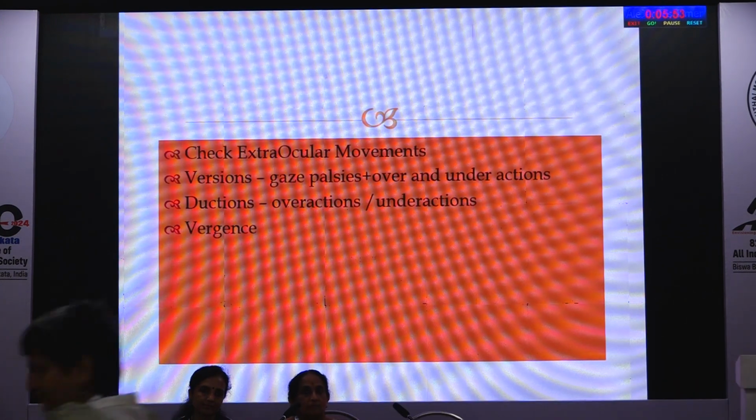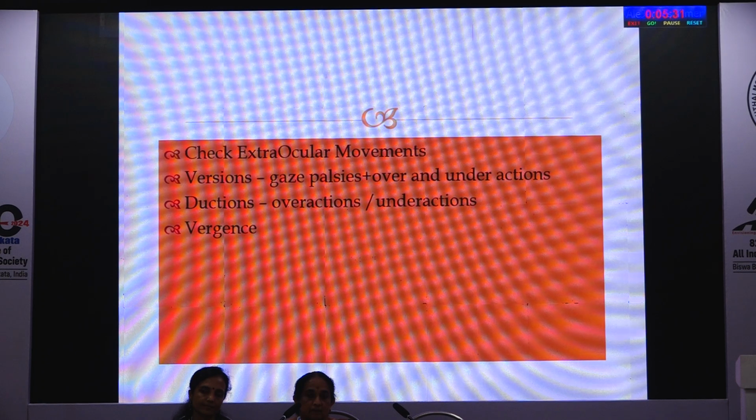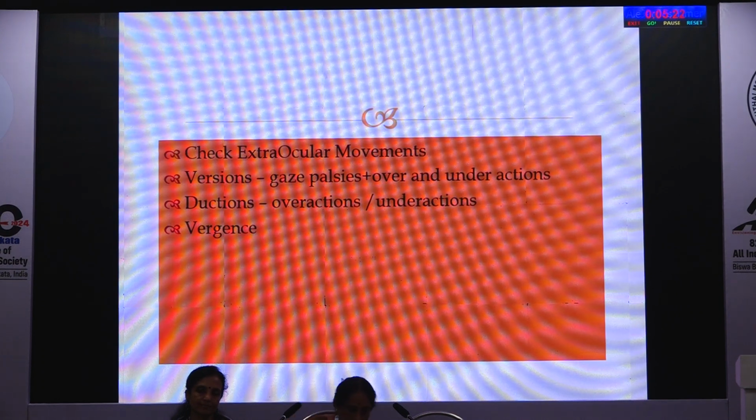Now coming to the extraocular movements, in single nerve palsies you can usually come to a diagnosis with the assessment of the extraocular movements. So the versions are important, and you can assess the versions first, because in conditions like gaze palsies, ductions and versions can be different, so versions help in assessing gaze palsies, and also you can compare both eyes in versions. And ductions are usually uniocular movements, and vergences are where the eyes are moving in different directions.